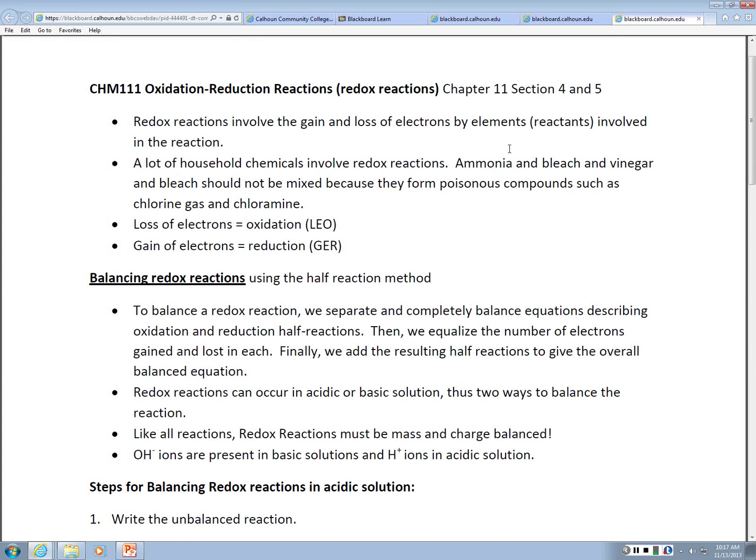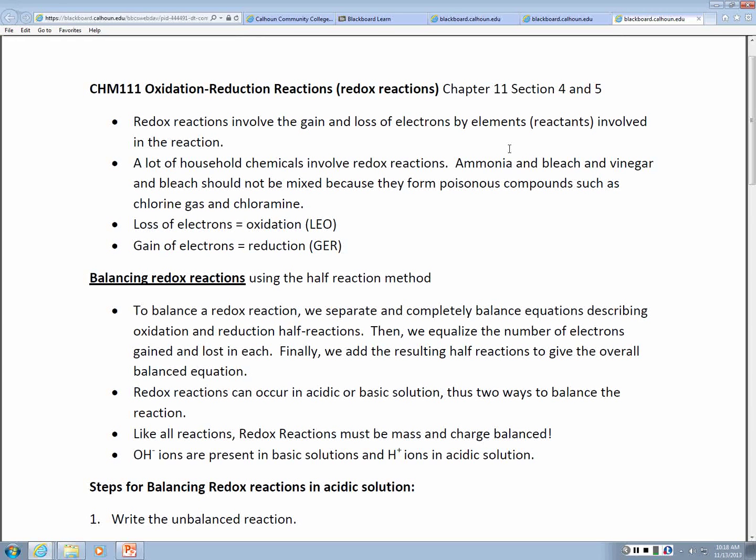Okay, so oxidation reduction reactions. These are also known as redox reactions. They involve the gain and loss of electrons. So far we haven't had this involved. We haven't had charges be involved. We've just had neutral carbons, hydrogens, metals, whatever they might be. A lot of our household chemicals involve redox reactions.